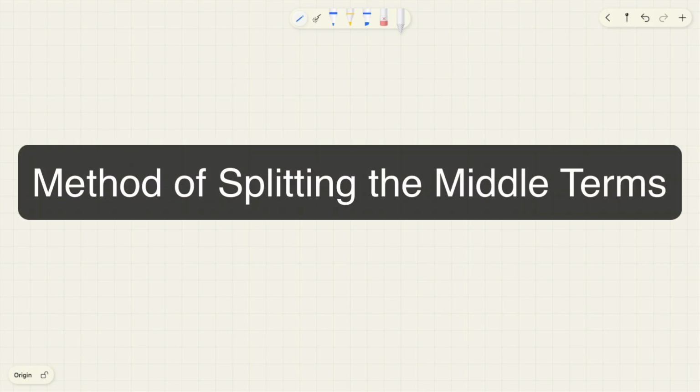Hi everyone. In this video, we will find out something called a splitting method to find the zero of the polynomial. So, splitting method. In fact, we need to look at something called the method of splitting of middle terms. What does that mean? Let's take an example.